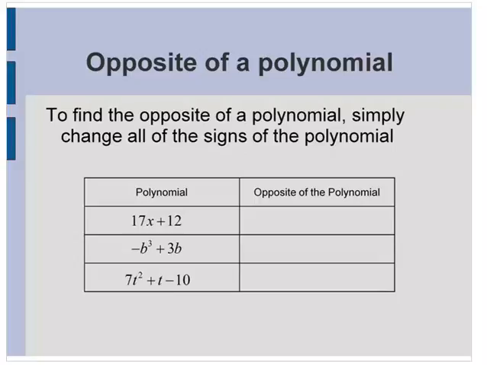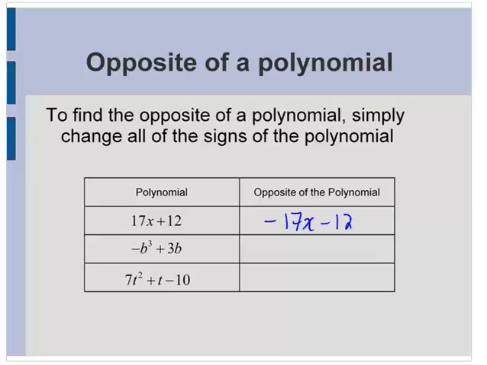Before we can subtract polynomials, it's a good idea to understand what the opposite of a polynomial is. To find the opposite of a polynomial, simply change all of the signs of the polynomial. So for example, if the polynomial is 17x plus 12, the opposite of the polynomial is negative 17x minus 12. I've simply changed all of the signs.